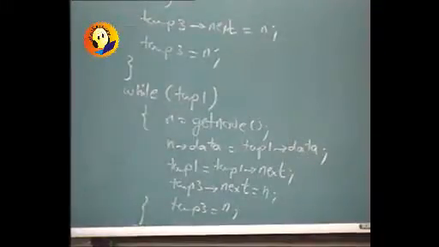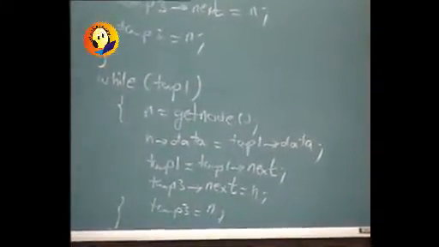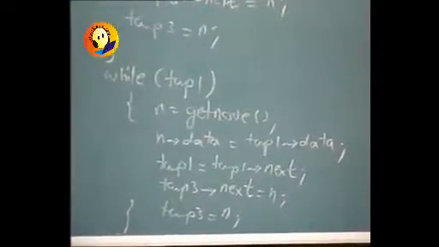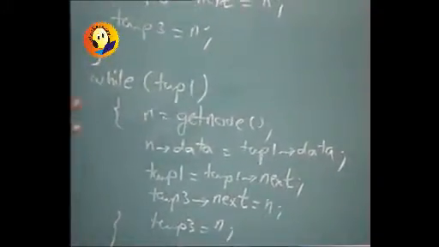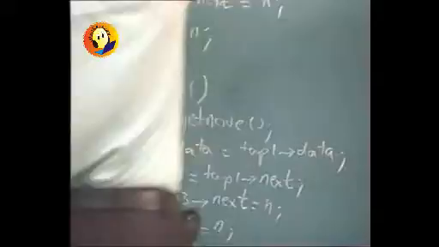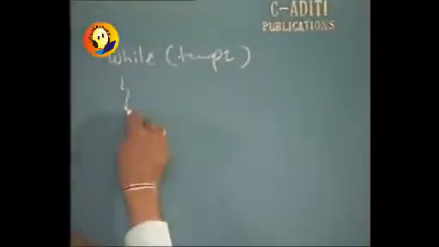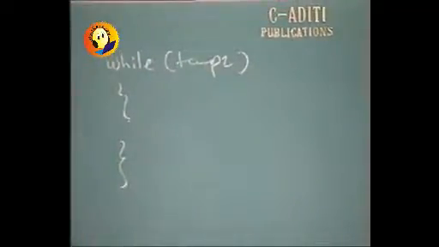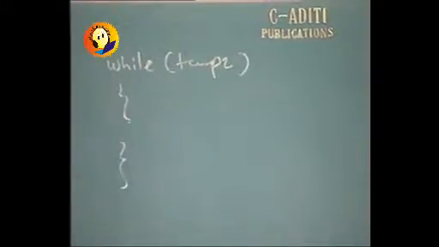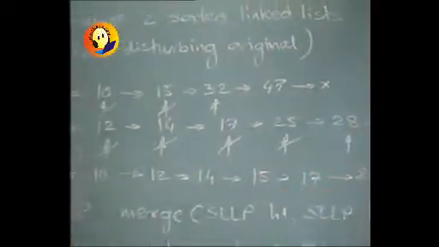This will be there because there are some nodes present in the first list. And again there will be a similar while loop for temp 2. That is, while temp 2 is not null, the same bunch of statements is to be written again. Like over here, the first loop will copy 32, 47 because it has not ended. The second list will end first.